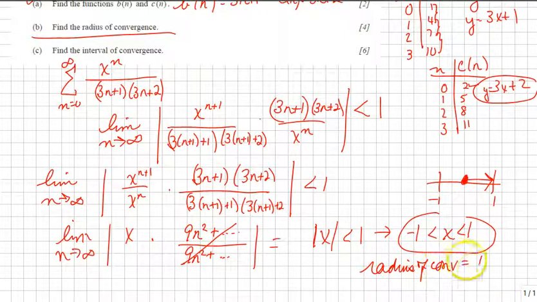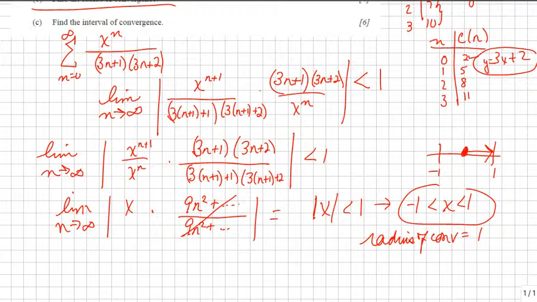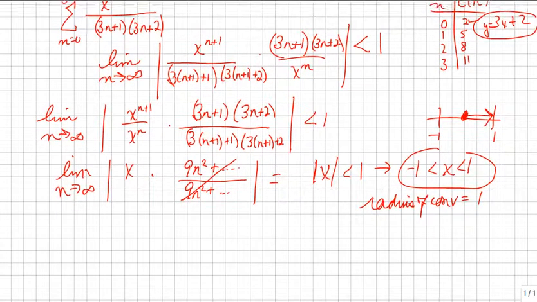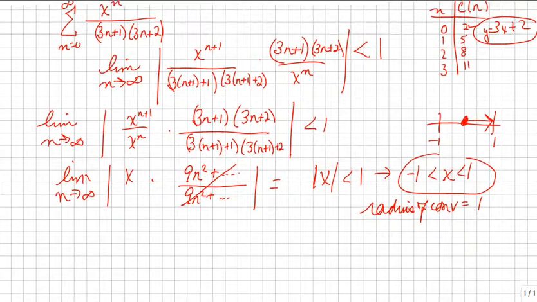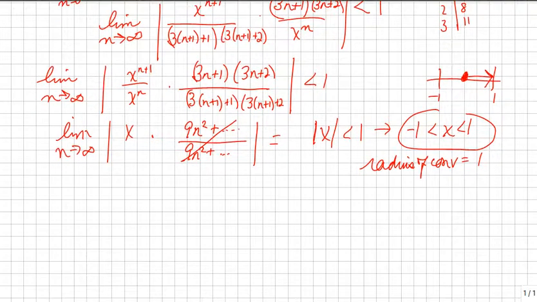That was 4 marks. Now part C is the interval of convergence. Well, you would think, well, we've got it, don't we? It's from negative 1 to 1. Well, you have to check the endpoints. So we have to remember, you have to pull some tests out of your hat to check those endpoints. So we're going to go back to our sigma notation, which is the sum from 0 to infinity of x to the n over 3n plus 1 times 3n plus 2.